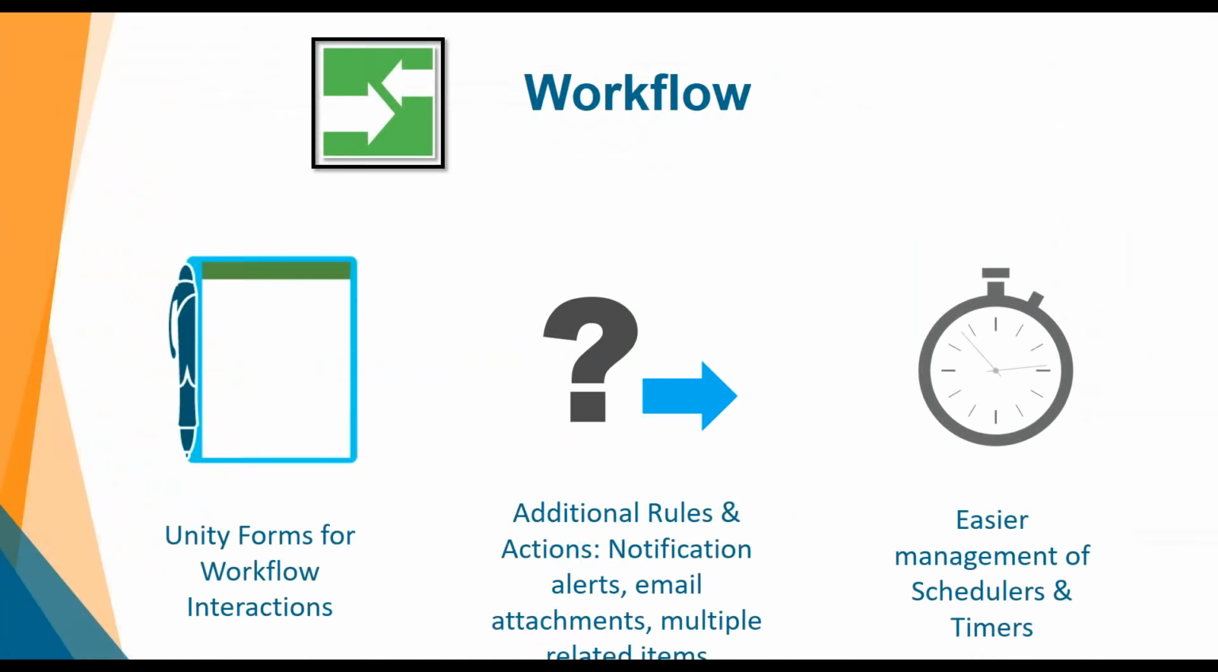And a very good addition to the does related item exist rule. You can now dictate which of the related items you want to execute against. So for example, if a document has 10 related documents, you can specify which of these should exist before triggering the action. In the Unity Management Console, easier management of scheduler and timer, as well as some improved tools to assist troubleshooting, have been added.